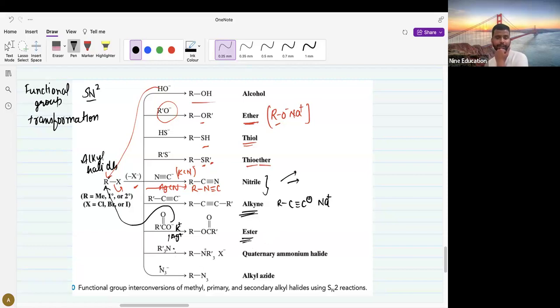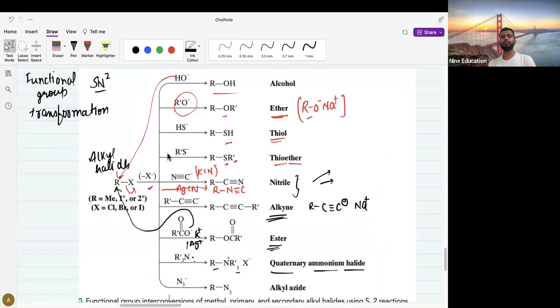Similarly, R3N, if I attack from here on carbon, it will give me quaternary ammonium halide. This is called quaternary: 4 carbon with nitrogen, 3 here and 1 here, quaternary ammonium. Similarly, N3 minus, we call this azide. N3 minus will go and attack to give us alkyl azides. So this is very important for functional group transformation.